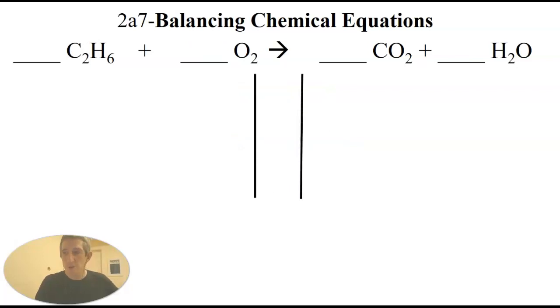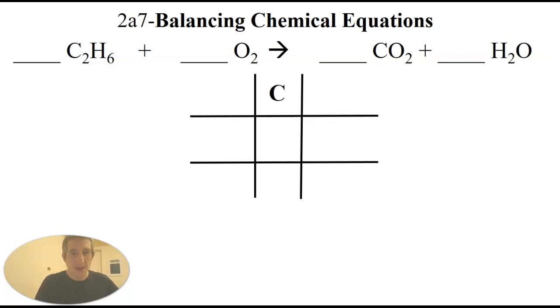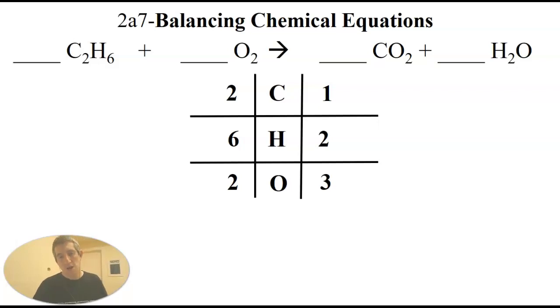Now I'm going to go to a little bit of a trickier one. I wanted to kind of show you what this one looks like. And so this is ethane. So there's my inventory of my list of elements. Now I'm going to fill it in. 2 carbons on the left, 1 carbon on the right, 6 hydrogens on the left, 2 hydrogens on the right, 2 oxygens on the left, 3 oxygens on the right. So I'm kind of there.